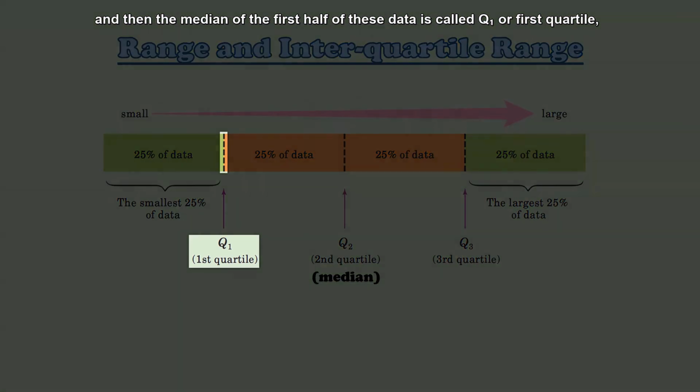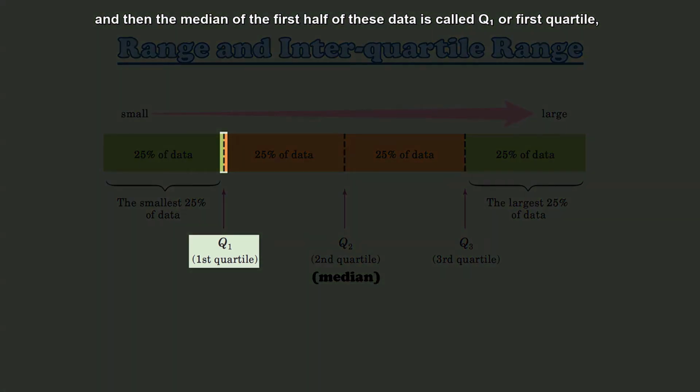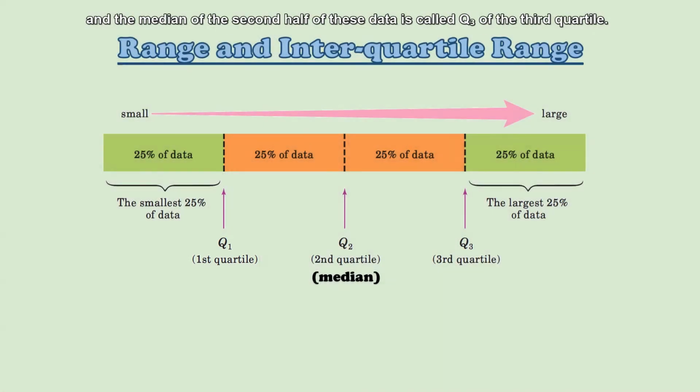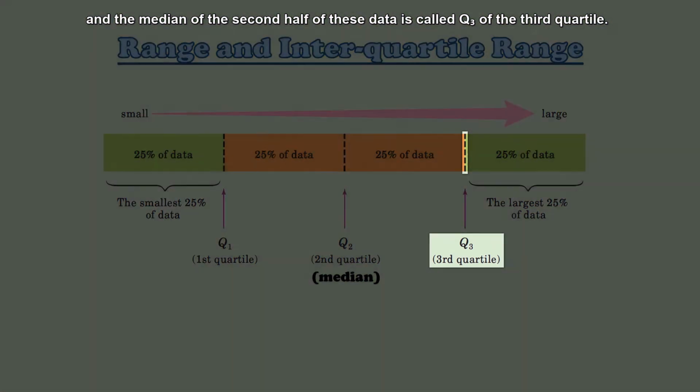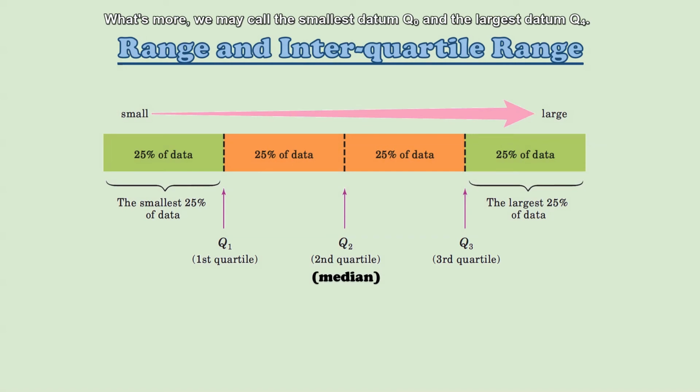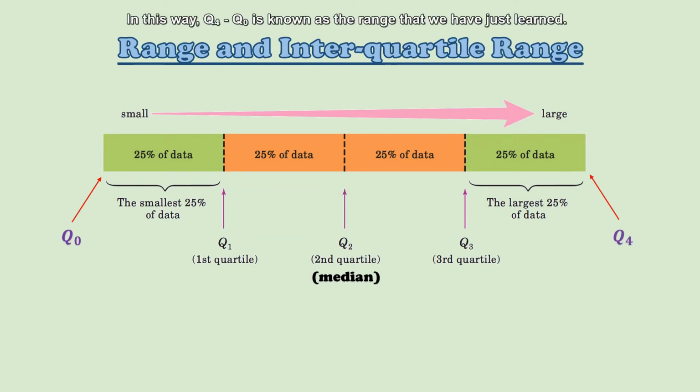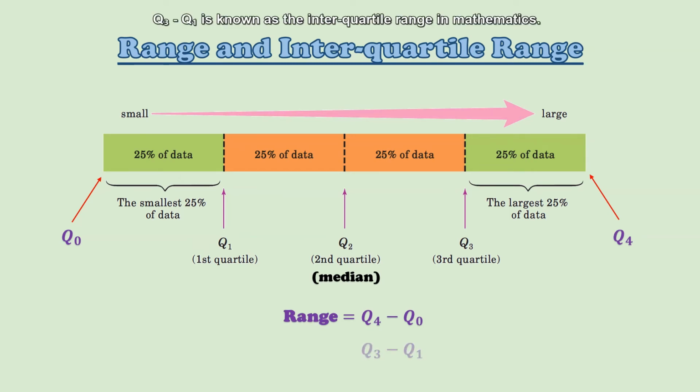And then the median of the first half of this data is called Q1 or first quartile, and the median of the second half of this data is called Q3 or the third quartile. What's more, we may call the smallest datum Q0 and the largest datum Q4. In this way, Q4 minus Q0 is known as the range that we have just learned. On the other hand, Q3 minus Q1 is known as the interquartile range in mathematics.